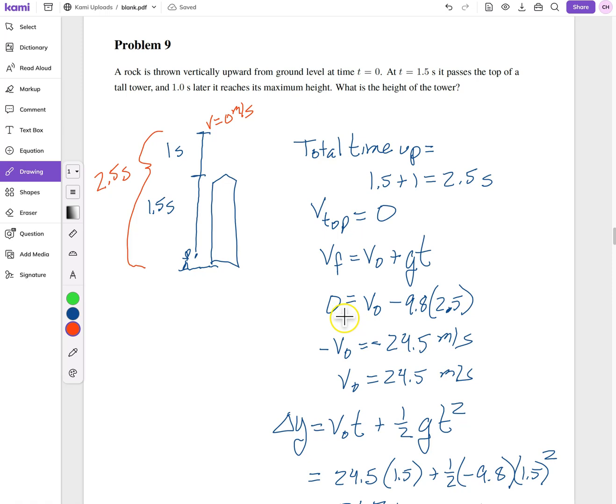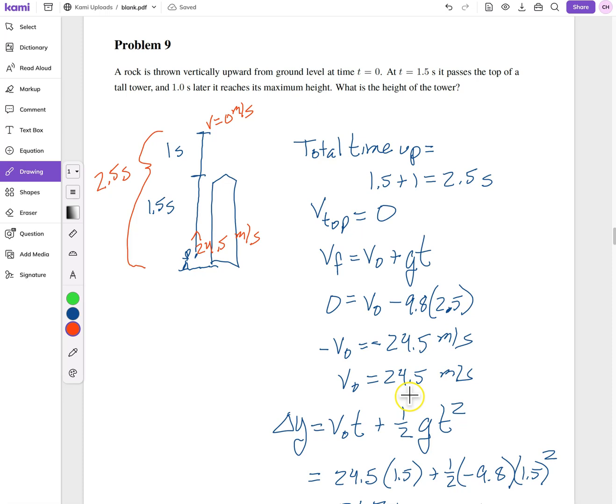So now what we can do is we can say 0 is equal to the original speed minus 9.8 times 2.5. We'll move the V0 to the other side. Now they're both negative, so we can get rid of the negatives. And your answer here is just 24.5 meters per second. So right here, at the very bottom, it's going 24.5 meters per second.